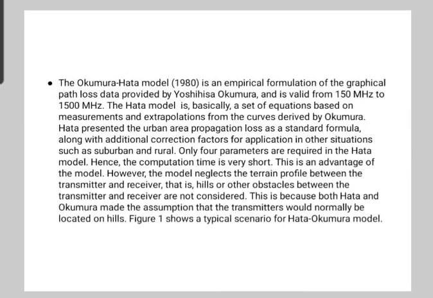The computation is simple, as only 4 parameters are required in the Hata model. As the computation time is very short, this is an advantage of this model. The model neglects the terrain profile between the transmitter and receiver, that is, hills or other obstacles between the transmitter and receiver are not considered. This is because both the Hata model and the Okumura model assume that the transmitter would normally be located on the hills.